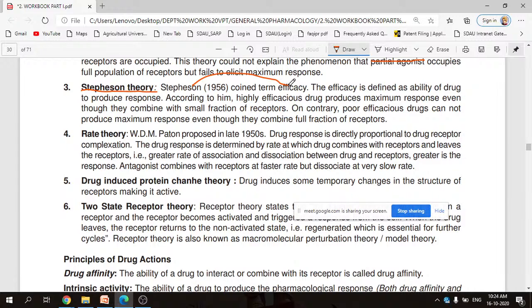So what is efficacy? Efficacy is nothing but the ability of the drug to produce the response. The drug combines with the receptor and produces the response. That is known as efficacy.